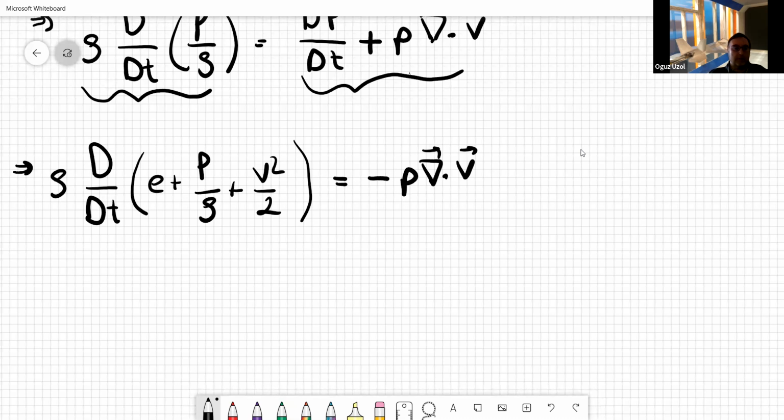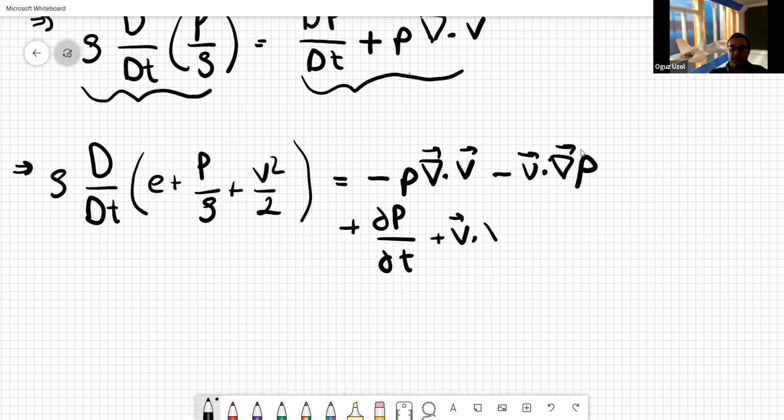And now we have what? Let me see. Actually we have, okay, minus p v, so that is correct. I'm just checking if my notes are correct, by the way. So this term, and then open up the material derivative for this: v dot nabla p and plus p dot dv.